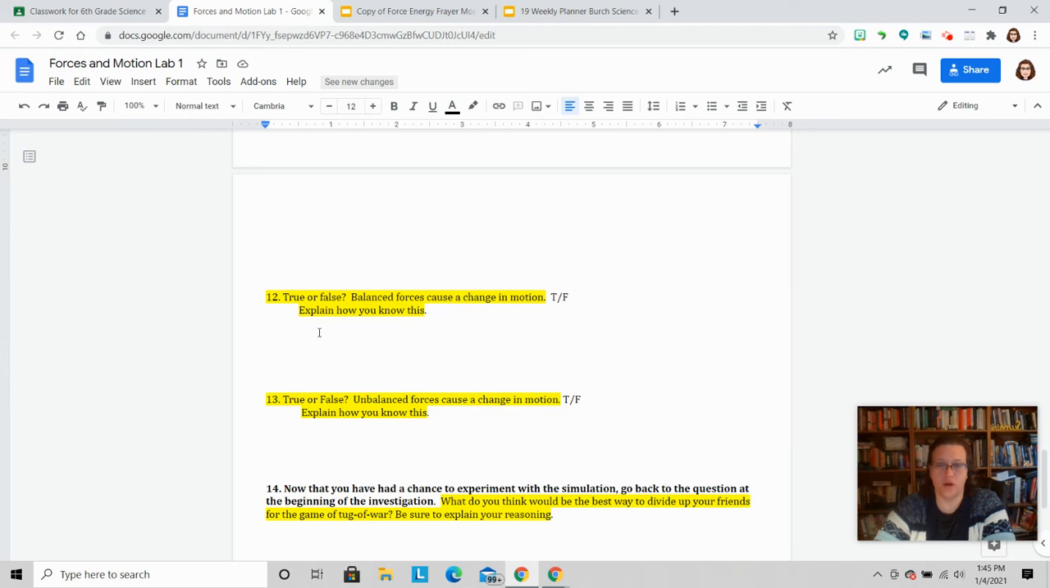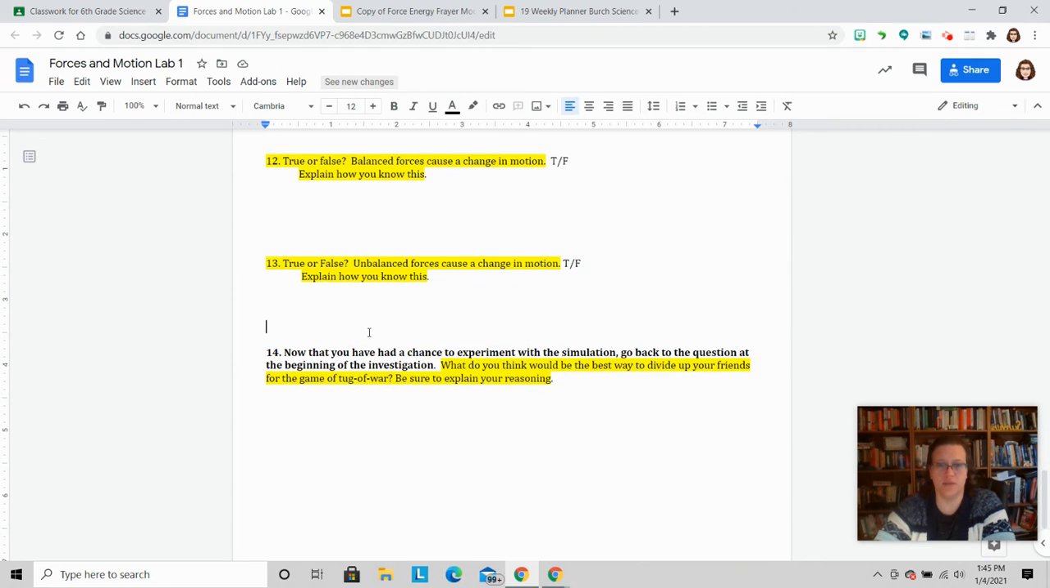Number 12, true or false, and then explain how you know this. So you can highlight or change the color of the letters to signify your answer, or type out true, because, or false, because. But make sure that you not only say true or false, but also explain 12 and 13.